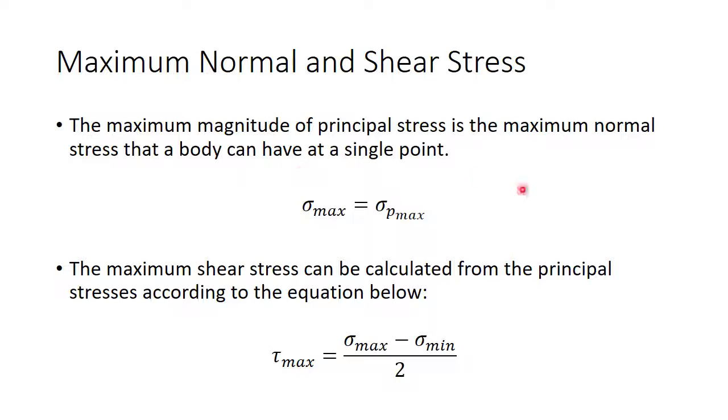You can calculate the maximum normal stress that a body can have at a single point, which is simply the maximum principal stress. And similarly, the maximum shear can be calculated from the principal stress. The maximum shear stress is half the difference between the maximum and minimum principal stresses. And it can be found along a direction that is 45 degrees from the principal direction.